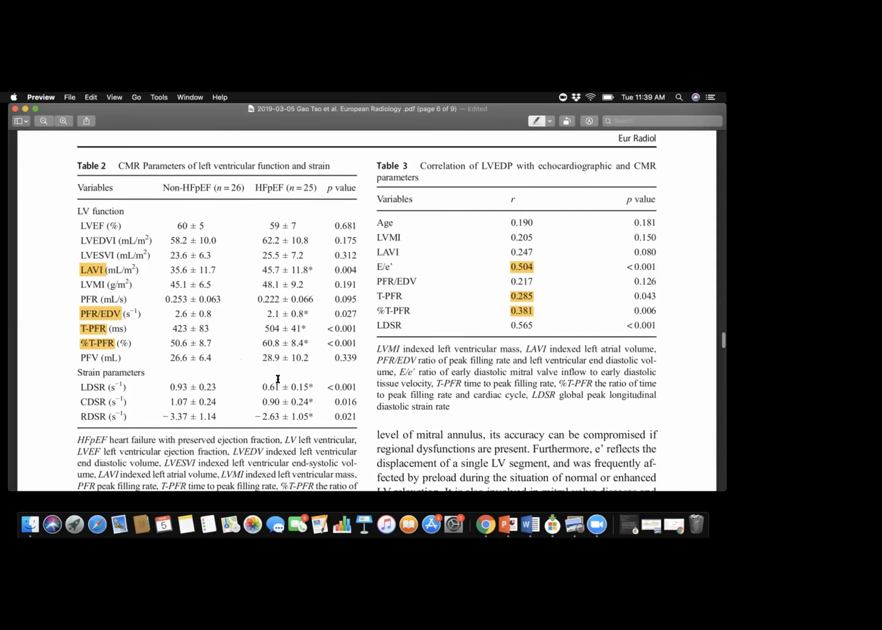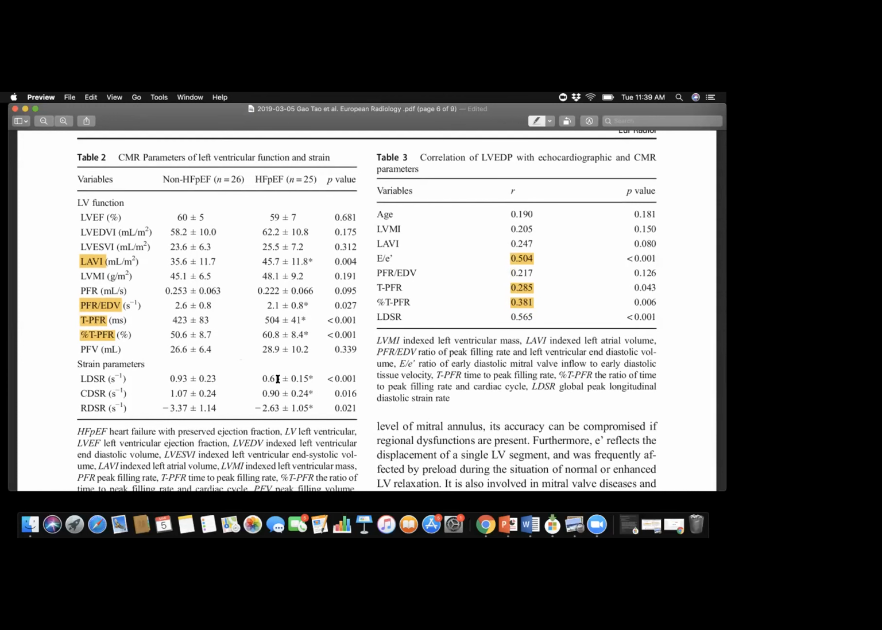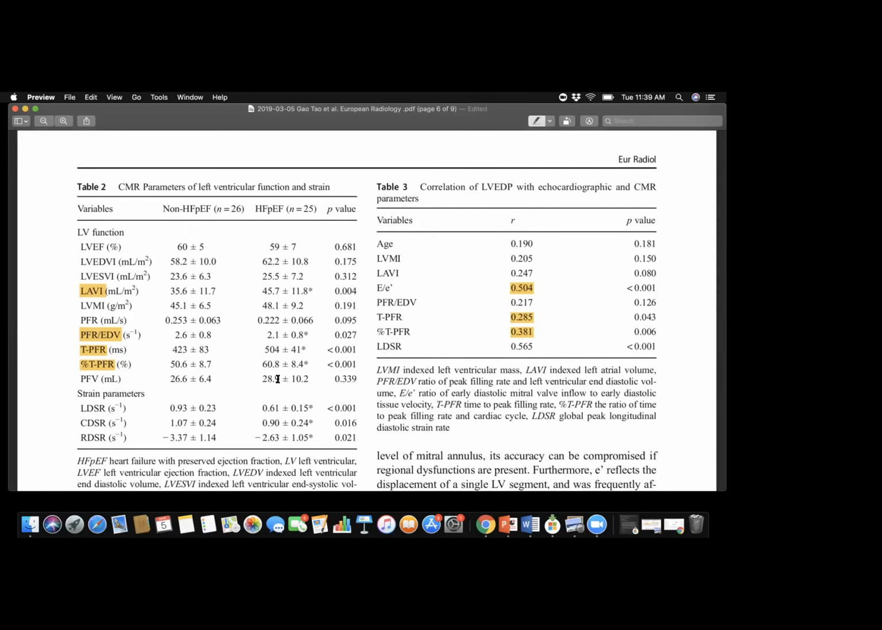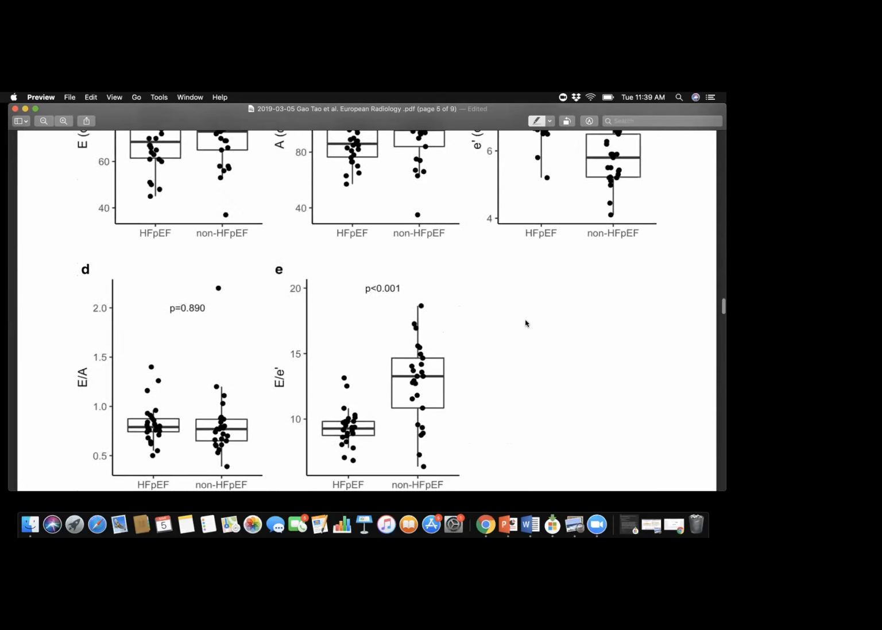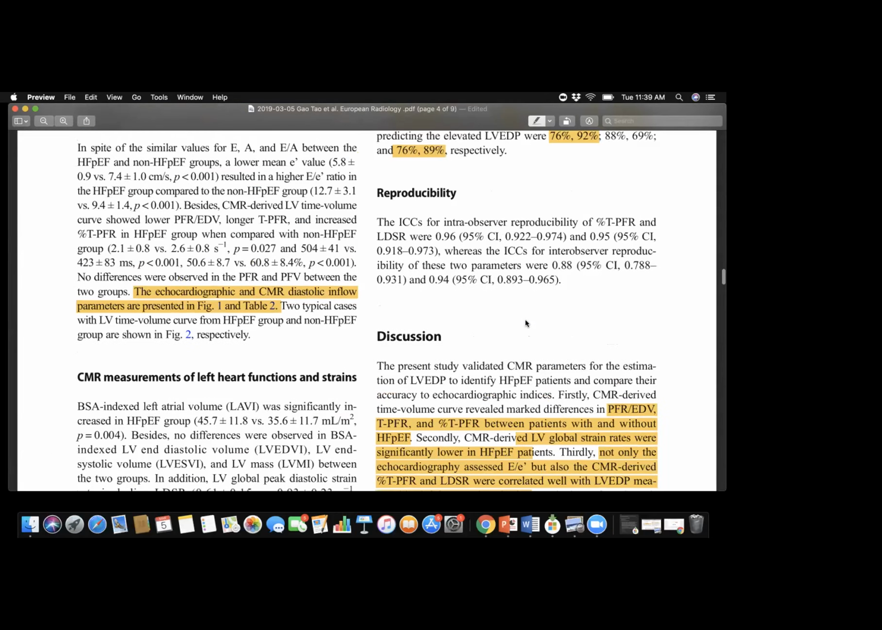Then what they did was look at the correlation of the EDP that they had obtained from the cath with these parameters, with the echo parameters and the CMR parameters. So here you have your R and the P value, and you can see that the strongest correlation is your E to E prime by echo, and your longitudinal strain rate. And there's also good correlation in TP, the time to PFR, and also percentage time to PFR with an R of 0.28 and 0.38. They did also look at the cutoff of EDP of 16.